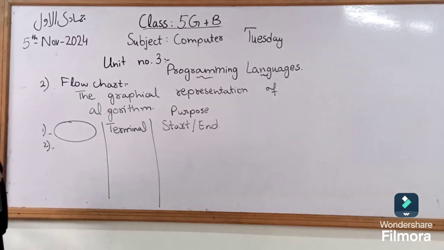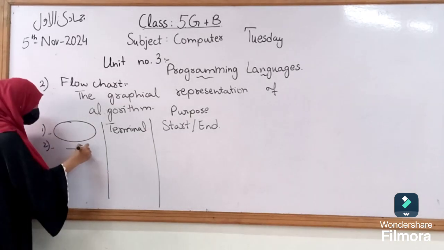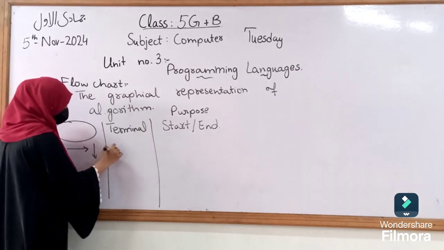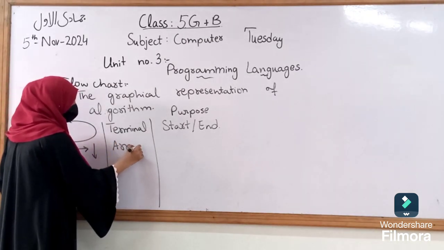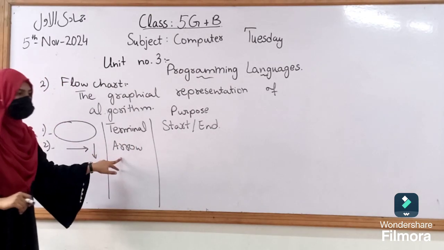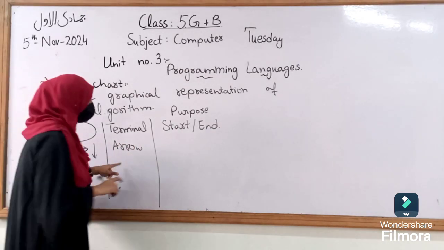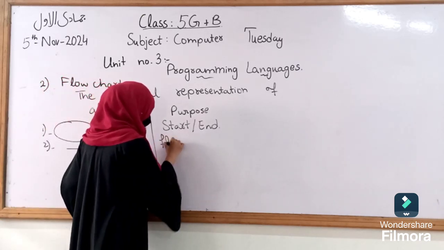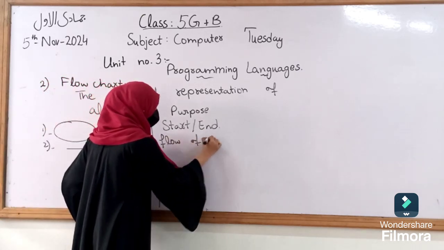Now Hadi will stand up and tell us the name of the second shape. Yes, very good, Hadi. So this is the second shape, and we can call it an arrow. ठीक है, and this arrow is used to show the flow of information.